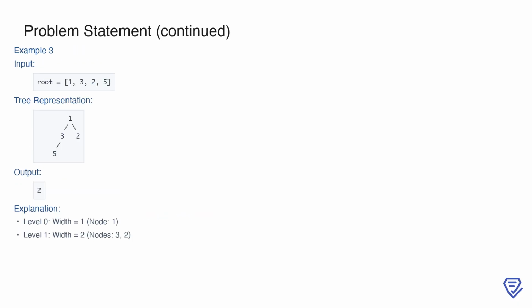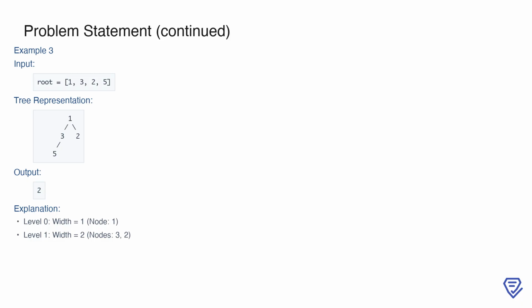For the third example, the input tree is 1, 3, 2, 5. When visualized, the tree has a root node 1, with 3 and 2 as its children, and node 3 having a single left child, 5. The output in this case is 2.